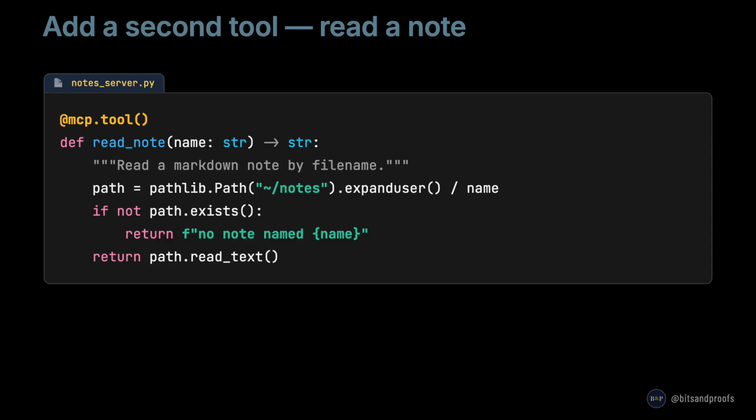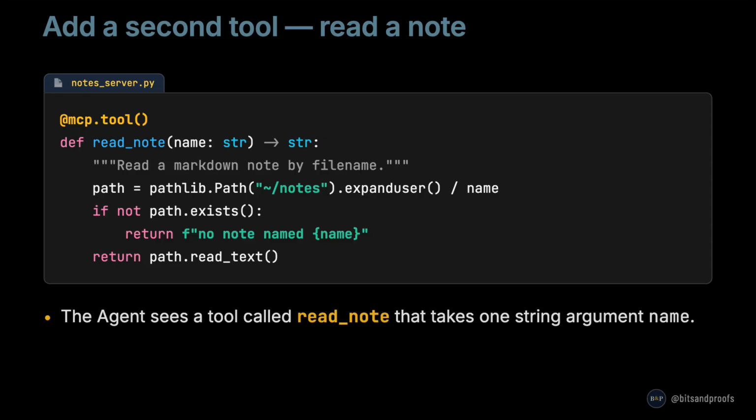The function name becomes the tool name. The argument name and type become the tool's parameter schema. The docstring becomes the description. The agent sees a tool called read_note with one parameter, name, expected as a string. It figures out the rest. You did not have to teach it.